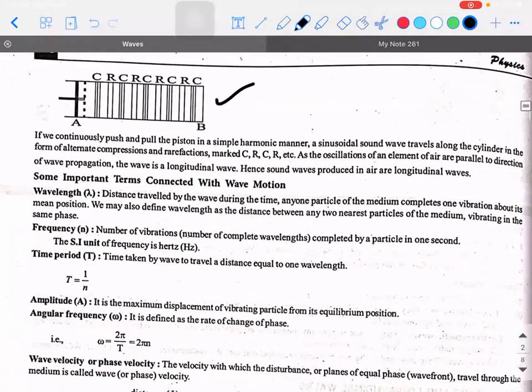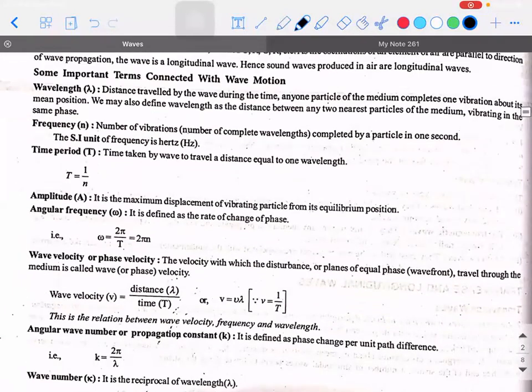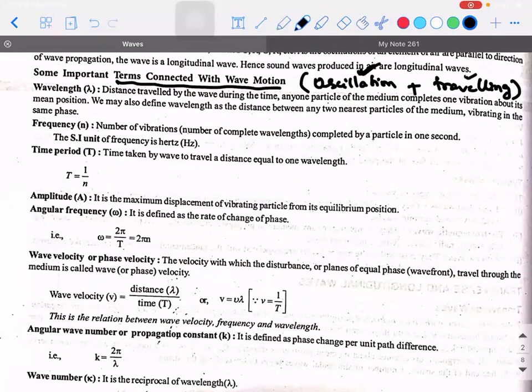Next, there are some important terms that are related to wave motion. Since a wave is a combination of two parameters, oscillation plus traveling, that is propagation, all the terms that are applicable for oscillation are applicable here also. What did we learn in oscillation? What are the basic terms I told you? Amplitude, time period, frequency, all those things are applicable here also. But when I talk about traveling, what are we missing in the case of oscillation? Those points will get added here. Can you guys tell me?